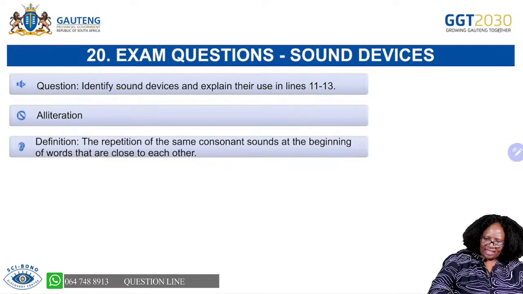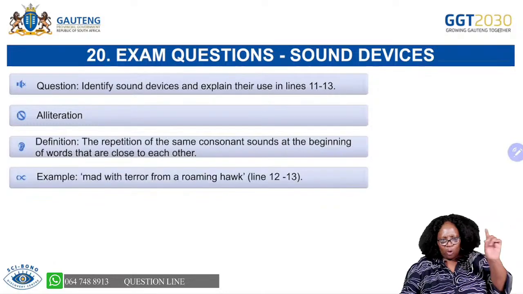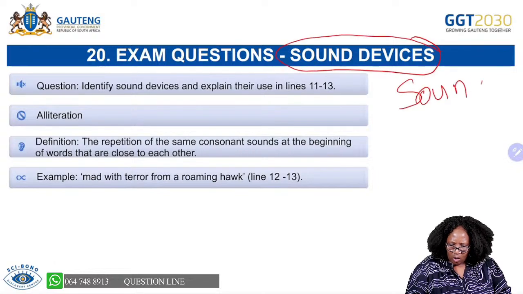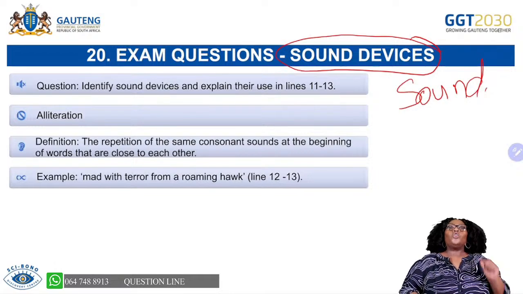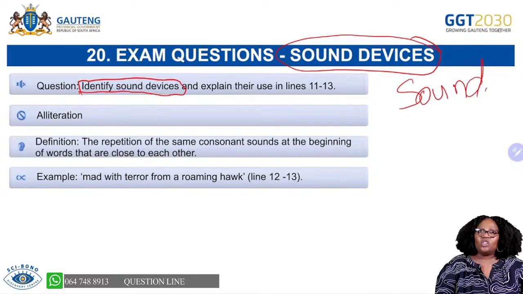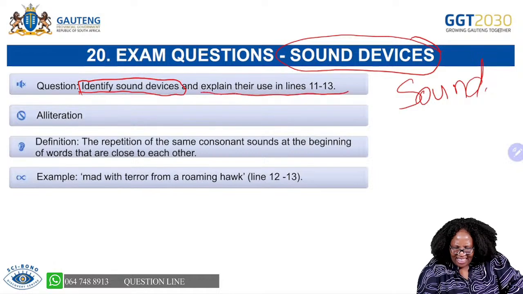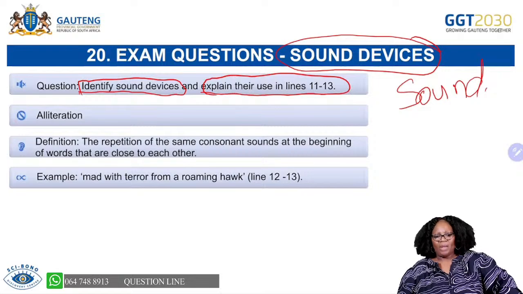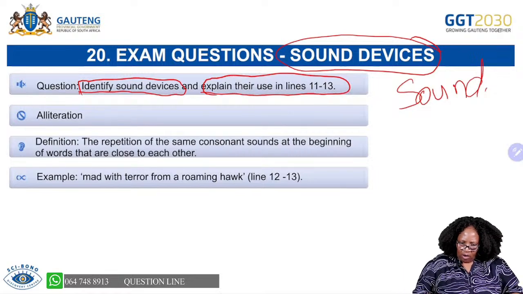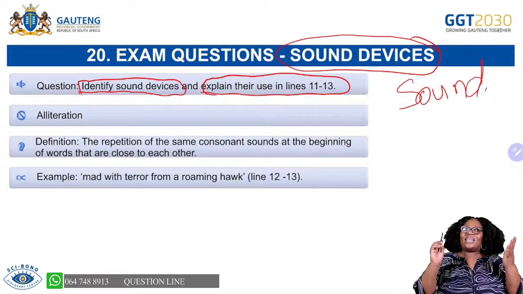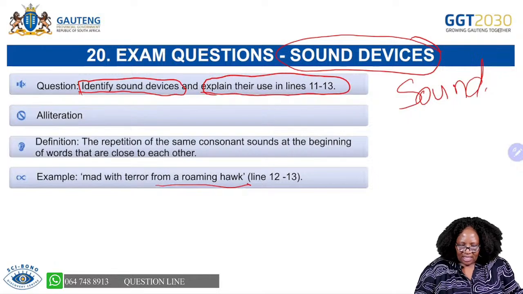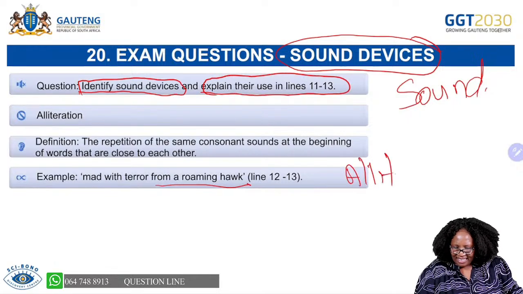The second set of questions will be sound devices. We're doing poetry, isn't it? So sound is big in poetry. So you need to know the sound devices. You are going to be asked to identify sound devices. Not only identify them, but do what? Explain their use. In lines 11 to 13, what do we see? It will be met with terror from a roaming hawk. A roaming hawk. We see what? An example of alliteration.